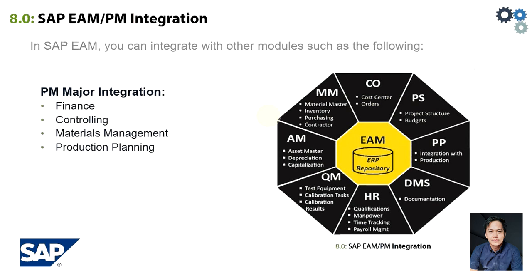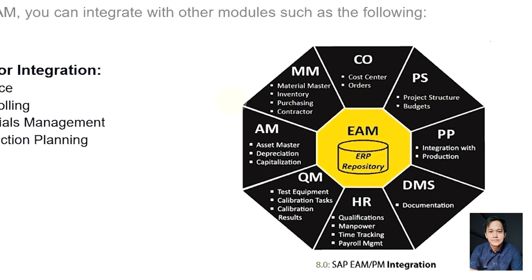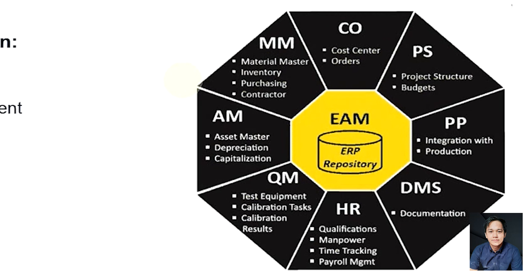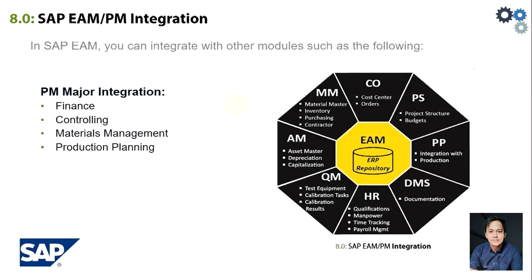The next topic would be the SAP EAM integration. In SAP EAM, you can integrate with other modules such as the following: FICO, PS, PP, MM, HR, and so on and so forth. These modules are used to keep the current data as per the requirement in plant maintenance and are initiated automatically to maintain the current data in the system.